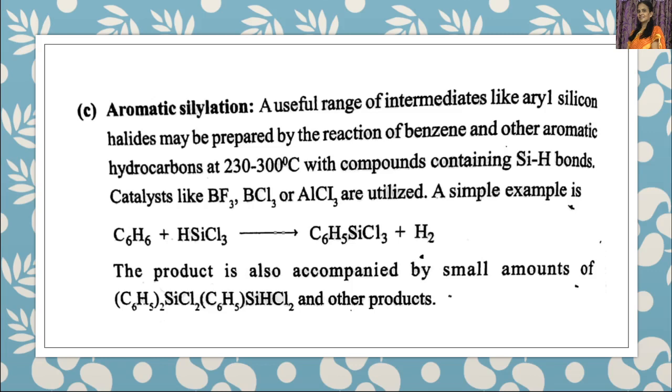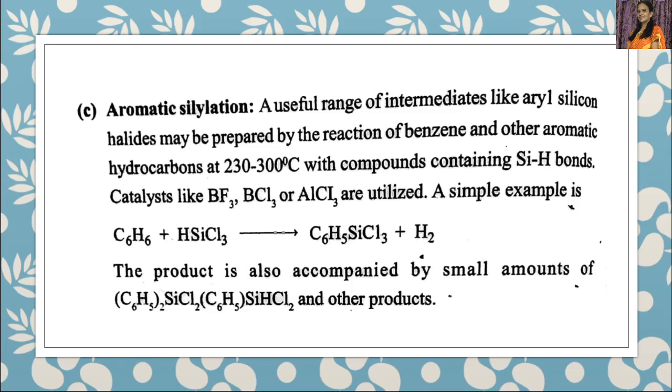Okay, so catalysts like BF3, BCl3, AlCl3, the Lewis acids, are used in this reaction. Now let's consider this one. This is benzene, an aromatic compound. When it is treated with this compound, trichlorosilane, what happens? One hydrogen atom from benzene is replaced by this SiCl3 group. Then we get this particular compound. This is aryl, that is phenyl chlorosilane. Okay, this is the compound obtained.